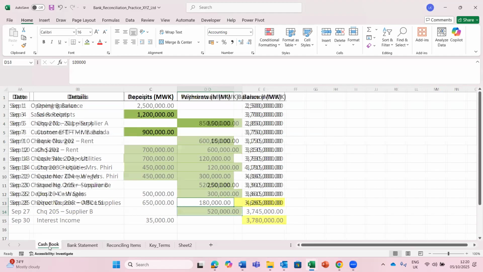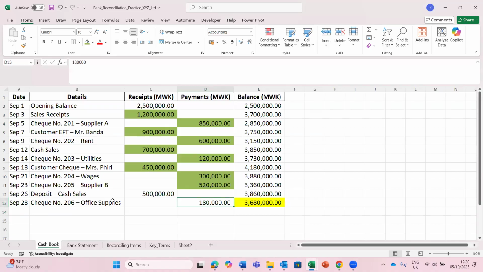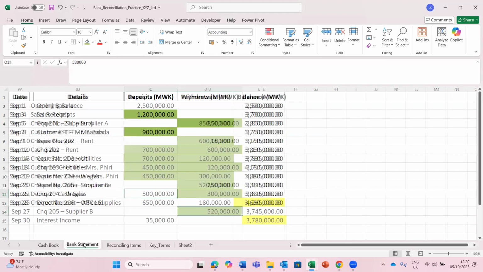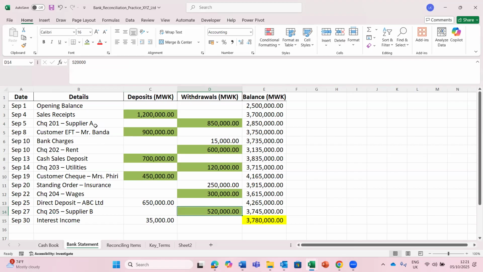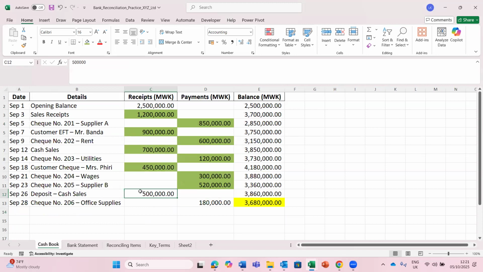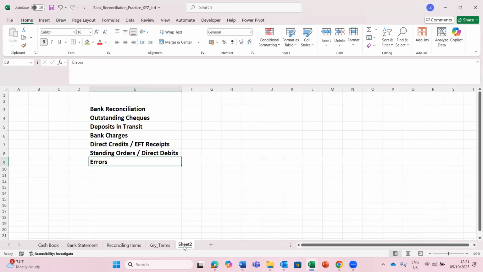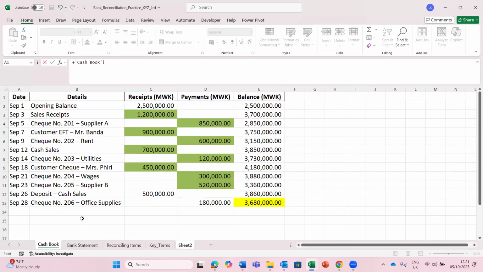So now let's focus on the transactions which are not on either side. Let's start with the cash sales deposit. This one is not on the statement. So what will happen is this is a deposit. So what do we call this? This is a deposit in transit. Okay, so let's go here. How much is the deposit in transit? We have a deposit in transit of 500,000. All right.